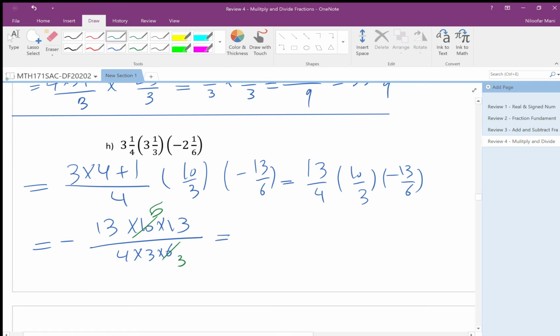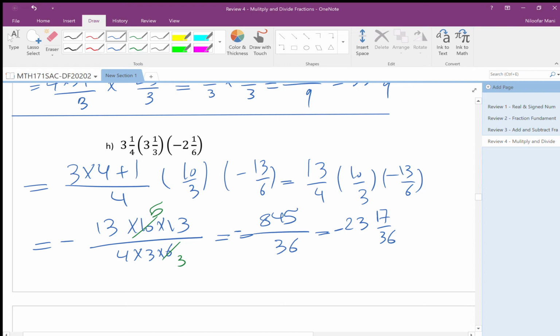I don't think I can continue to cancel, so it's minus 845 divided by 36. How many 36 I have there? 23. And what is left? So it's this. So 845 minus 23 times 36, which is 17. So 17 over 36.